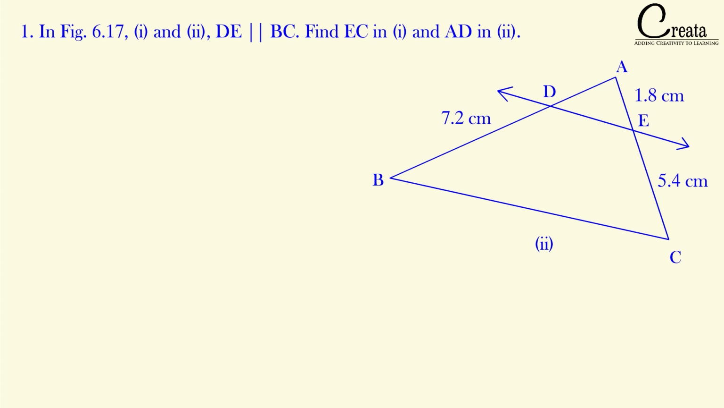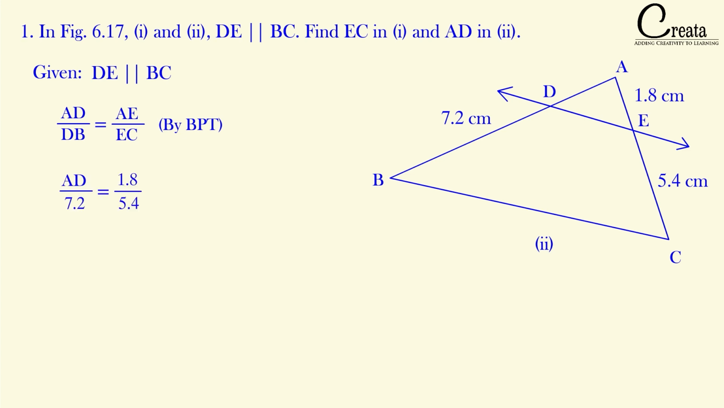In the part 2, again a triangle ABC is given, and further the DE is given as parallel to BC. So DE and BC, these two line segments are parallel to each other. So again we can use the BPT theorem, but here AD is missing. We know DB as 7.2 cm, AB as 1.8 cm, and EC as 5.4 cm. AD is missing in this part. So we can apply the BPT theorem because DE and BC are parallel to each other. We got AD upon DB is equal to AE upon EC as per the BPT theorem.